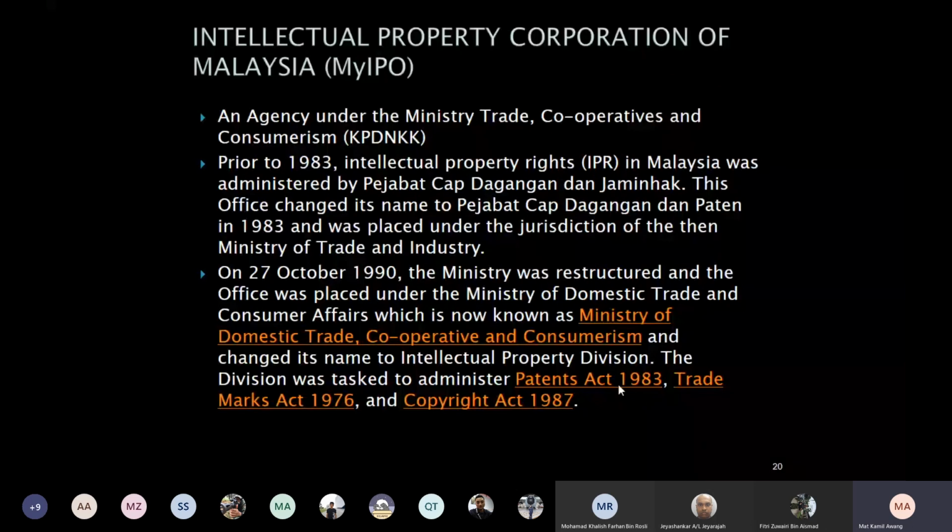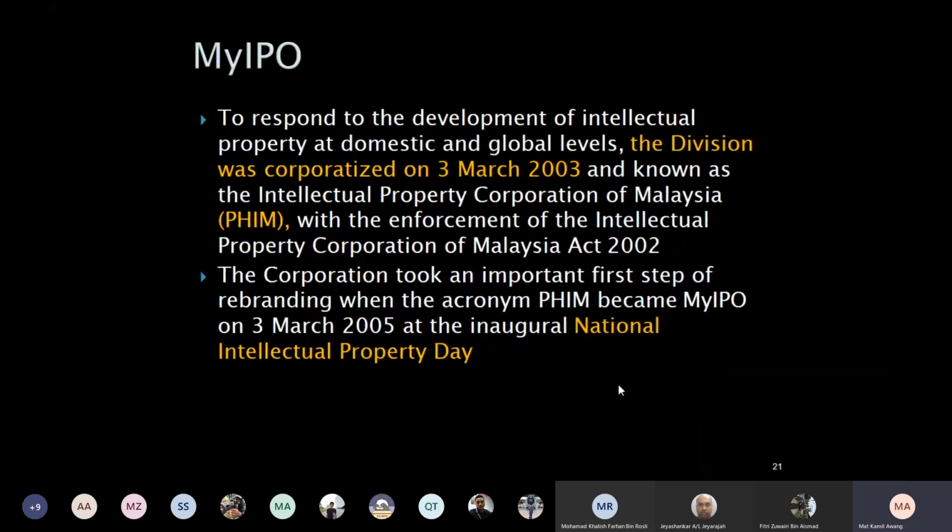It changed its name to the Intellectual Property Division. The division was tasked to administer the Patent Act 1983, the Trademark Act 1976, and the Copyright Act of 1987. The objective of MyIPO is to respond to developments; basically, it now takes care of all issues related to IPR.